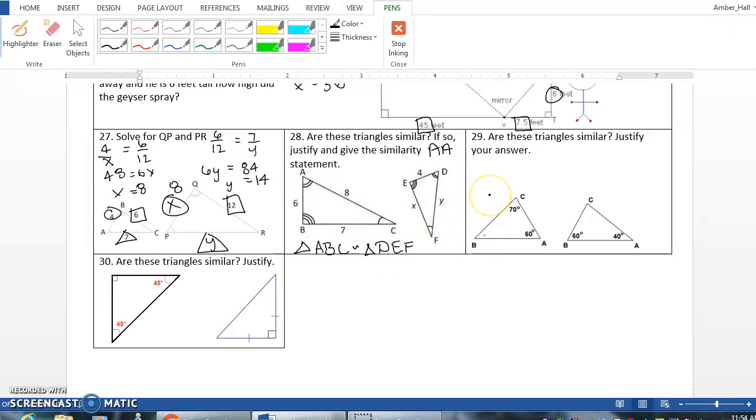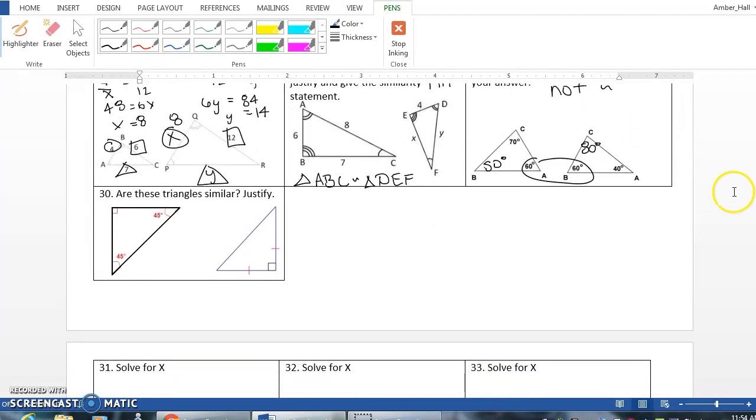29. Are these triangles similar? Justify your answer. For the missing angle, if we subtract from 180, this equals 50. If we subtract from 180, this equals 80. There are not two pairs. We have one pair, but we need two pairs of congruent angles. These do not have two pairs, therefore they are not similar.